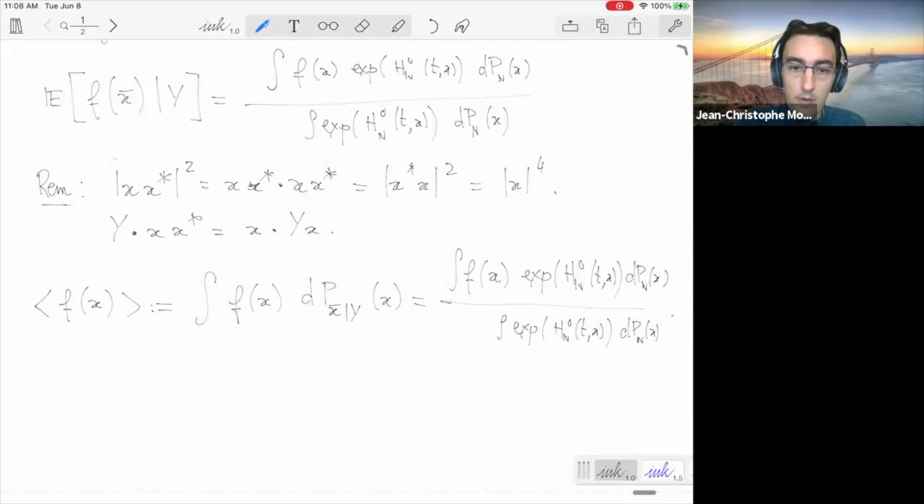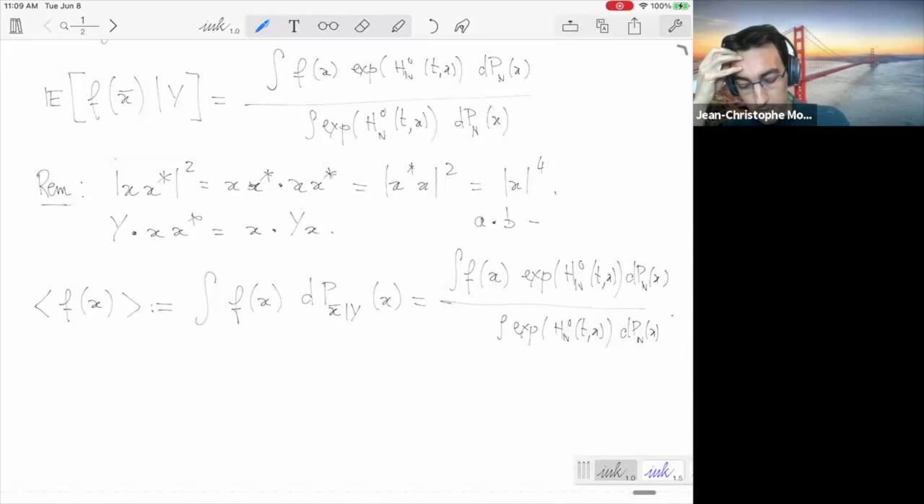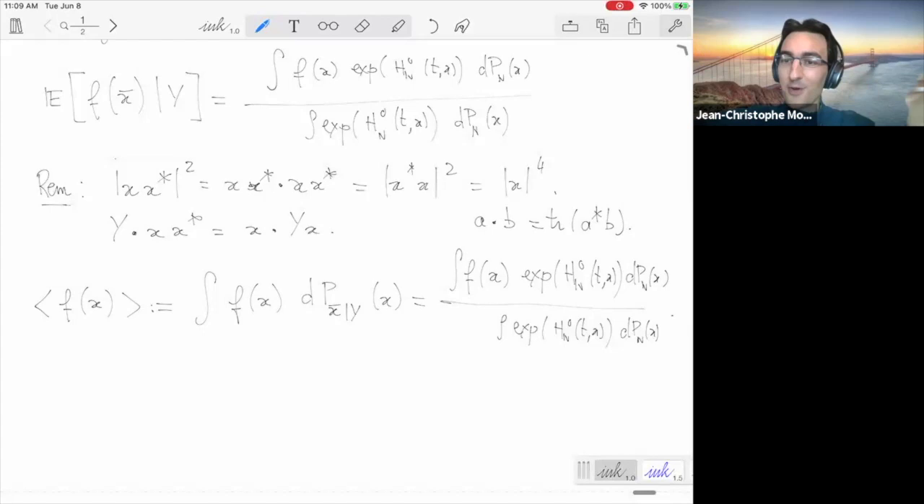So there's a question in the chat. I'm never sure whose name is associated with what scalar product, but here I just mean you do a coordinate by coordinate product. If I have two matrices of the same size, then A scalar B is the trace of A star B. If you just think that you convert any matrix into a vector and you do the normal scalar product between the coordinates.